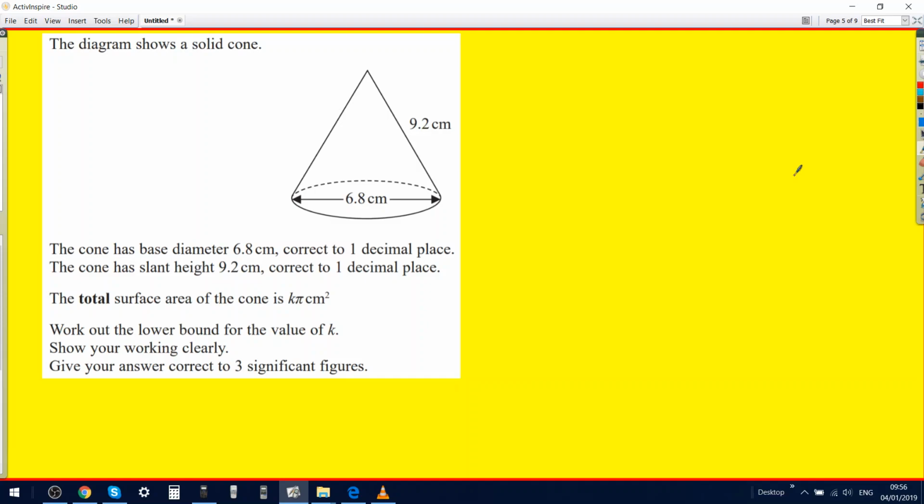Nothing. It's just a number you have to find. It's like x.